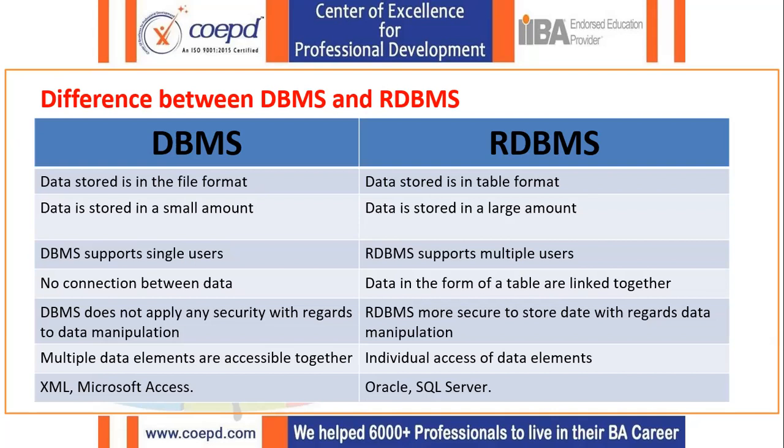And the next one is that multiple data elements are accessible together. For example, in Excel we have multiple data elements. Data elements are nothing but different features. For example, if you want to change the font or model the tables, you have multiple features accessible together. If you want to connect one element to another element, you can easily connect them.